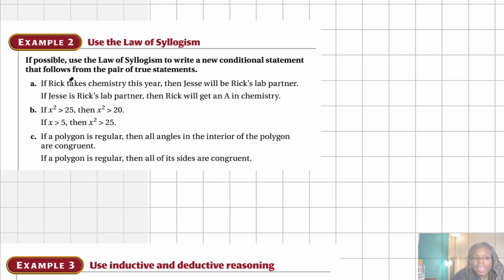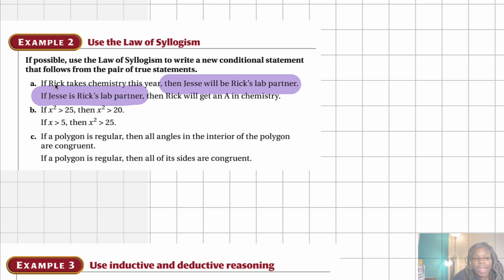Here we go. A, if Rick takes chemistry this year, then Jesse will be Rick's lab partner. If Jesse is Rick's lab partner, then Rick will get an A in chemistry. Did you see that? Do you see where the conclusion of one is the hypothesis of the other? I'm going to highlight it for you. With that, we can see that we can take out that highlighted portion and we will have the law of syllogism used to combine these two statements.